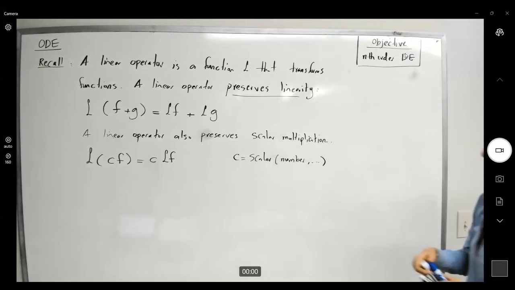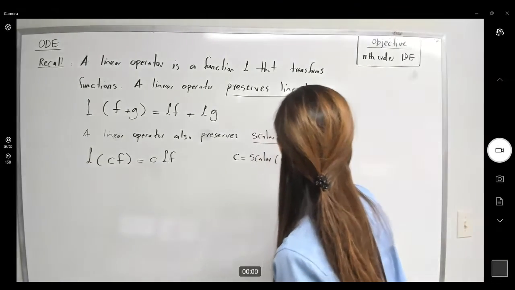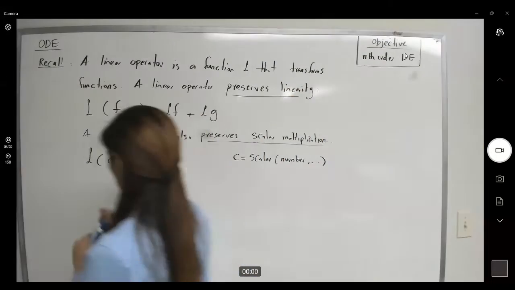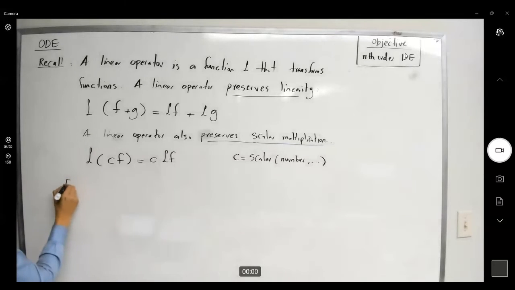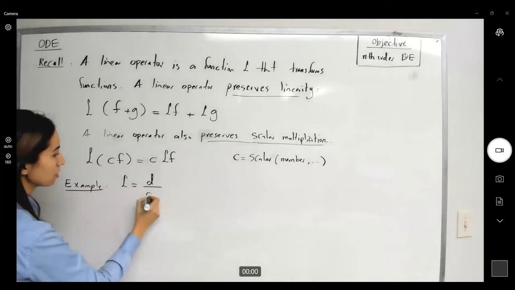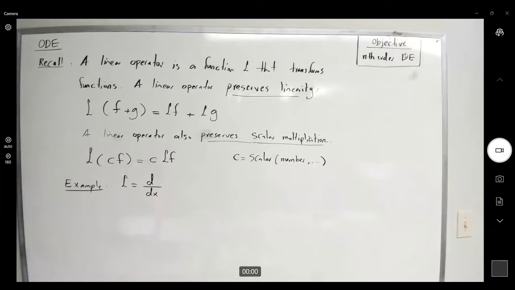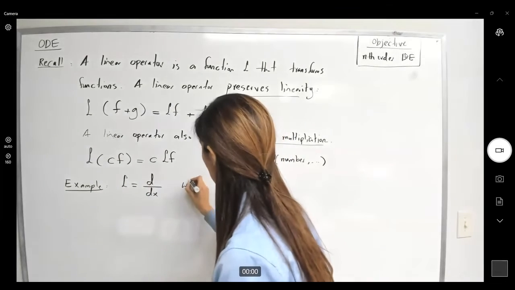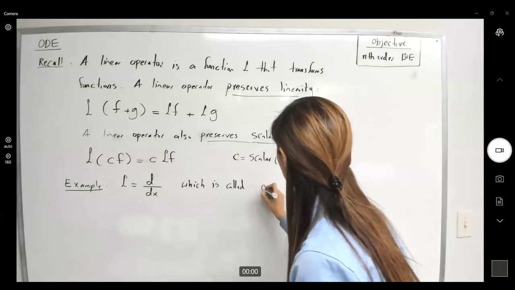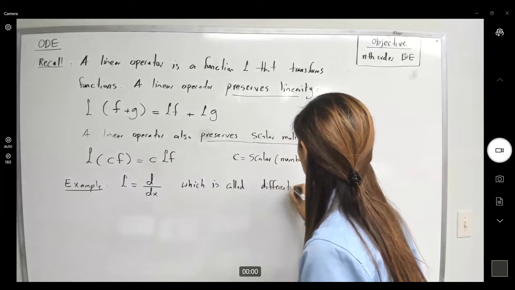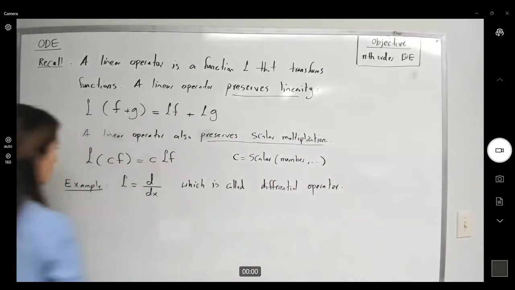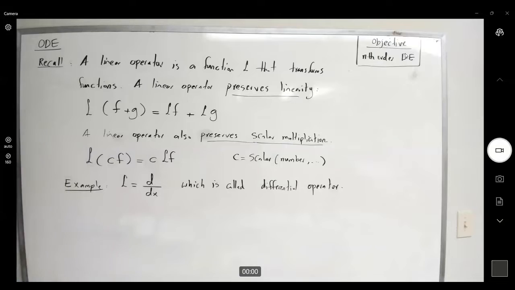Remember that we said that we have differentiation as a linear operator. One example is L equals the differential with respect to x, or any independent variable that you have, which is called the differential operator. We also introduced the nth order polynomial operator.